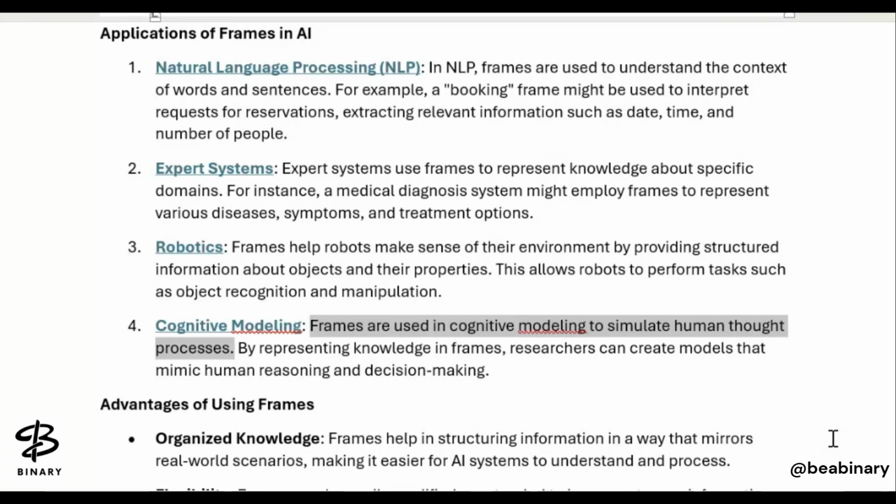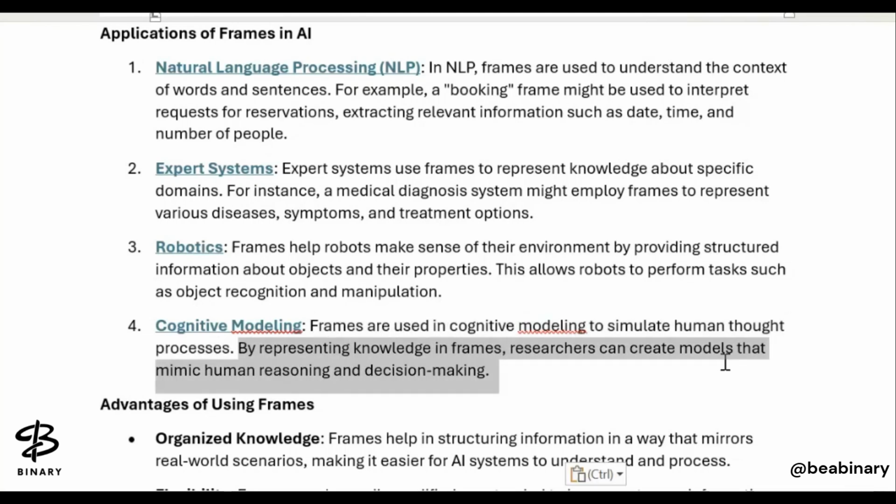So we are using frames in this. For example, when we are talking about cognitive models, we can implement various methods, including neural networks and hybrid approaches, from different psychological theories. So here we are using frames for cognitive modeling to simulate the human thought process. By representing the knowledge in frames, researchers can create models that mimic human reasoning and decision making.